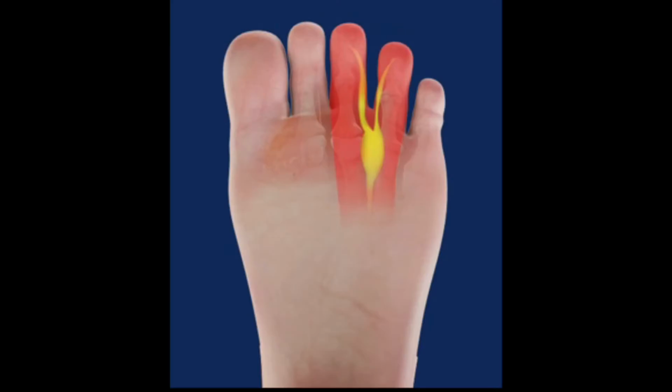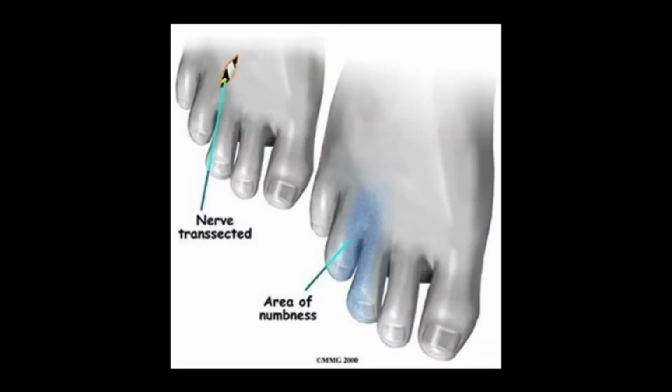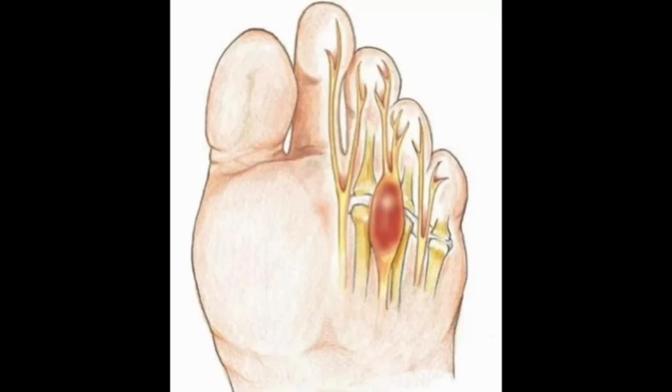Neuroma surgery is also performed on your feet. It is a removal of a benign enlargement of a nerve. The affected nerve is usually between the 3rd and 4th toe, but can also be between other metatarsal heads in the ball of the foot. The surgical procedure for this would be either to remove the nerve or cut the ligament that binds the bones together in the front of the foot.